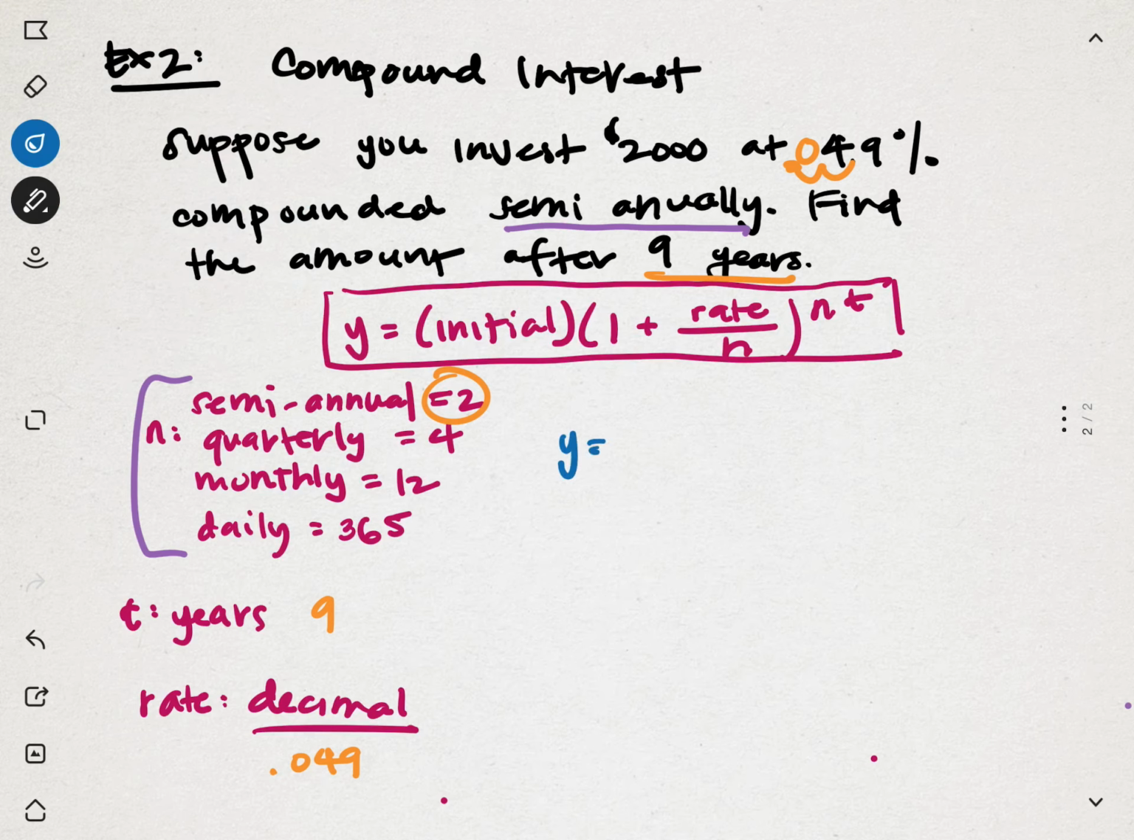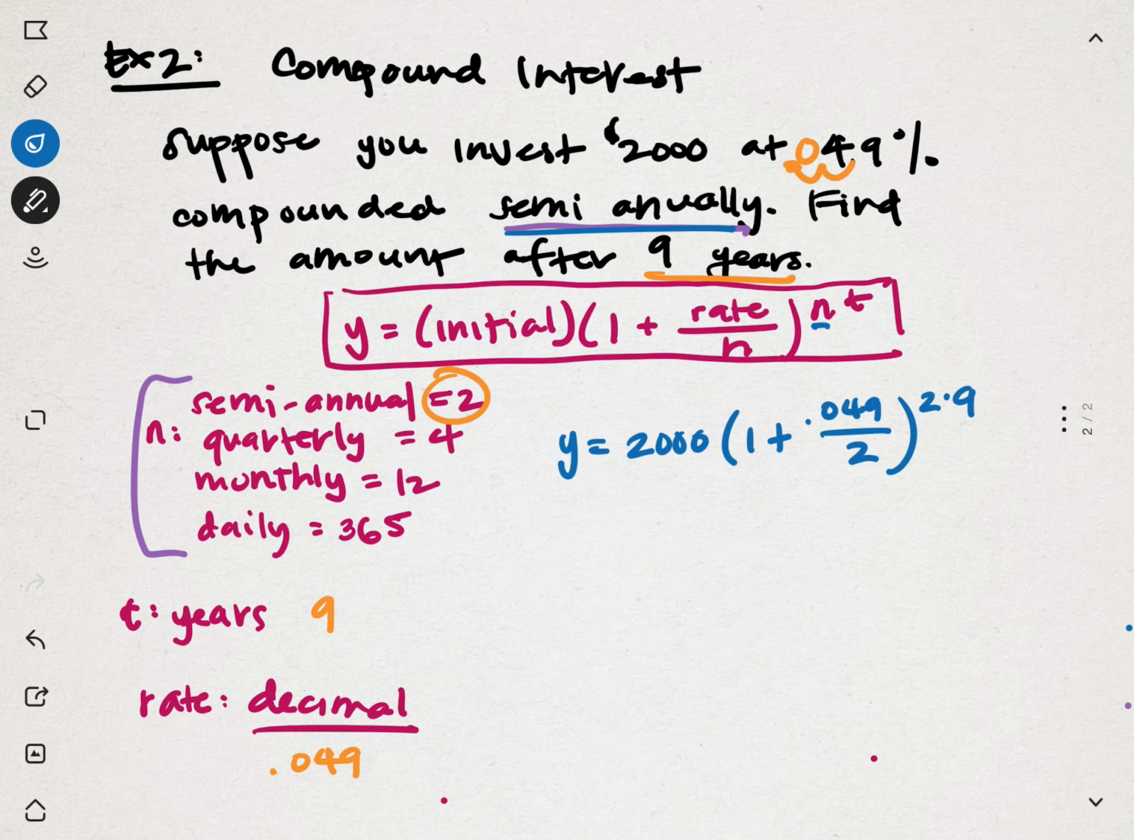equation. So we're going to have y equals, the initial amount is $2,000. We're investing $2,000 today. We have 1 plus, our rate is 0.049 as a decimal. The number of times n they're compounding every year is twice. We know that because it's semi-annually. Now notice again, we have our t here again. So we have 2 times, our time is 9 years.